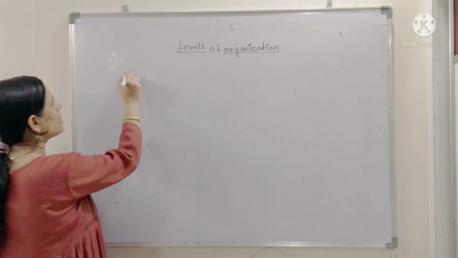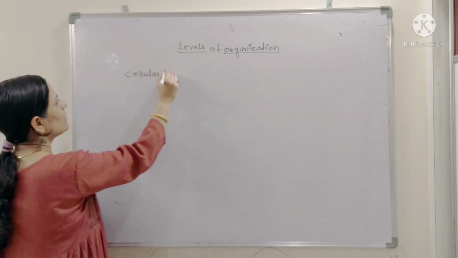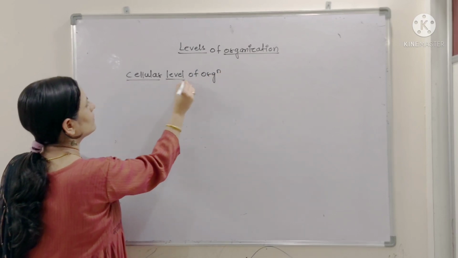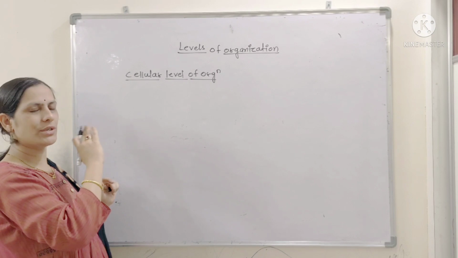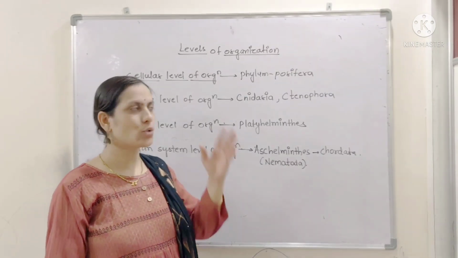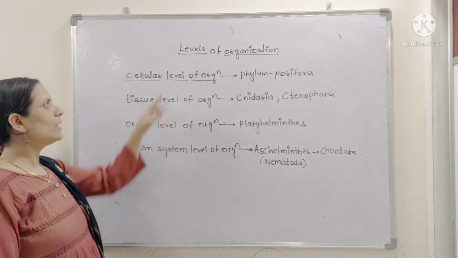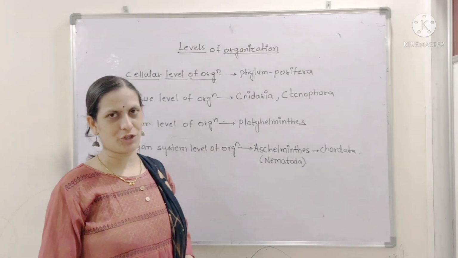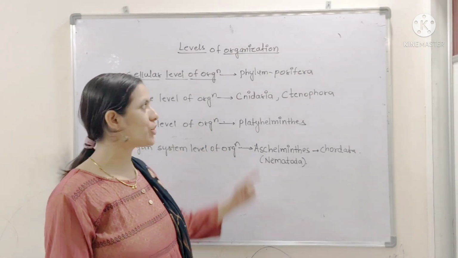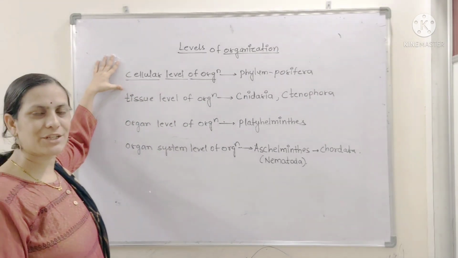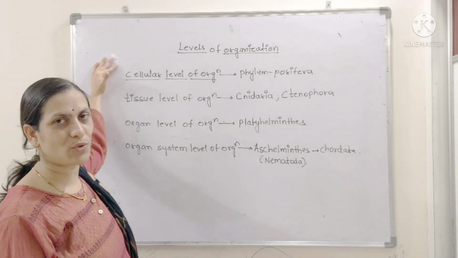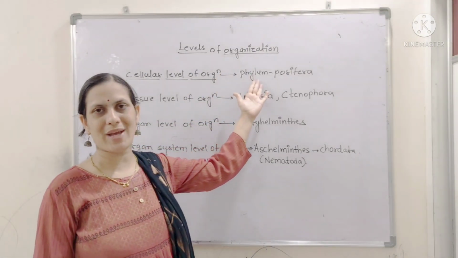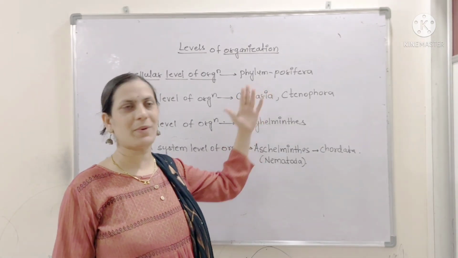So we have the cellular level of organization and the tissue level of organization. As I told you, based on who is carrying the physiological function, we have four different levels of organization with their examples. The cellular level of organization is one in which cells are doing different types of work. Distribution of labor is there. The best example is phylum Porifera, which includes sponges.